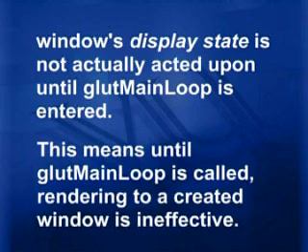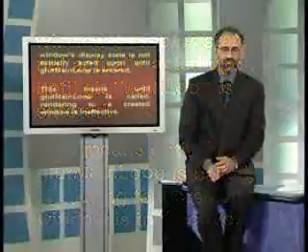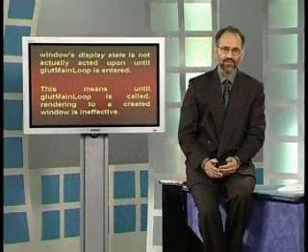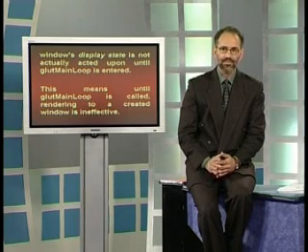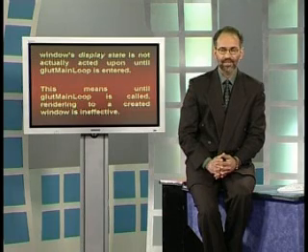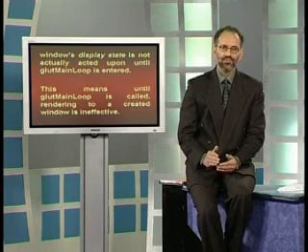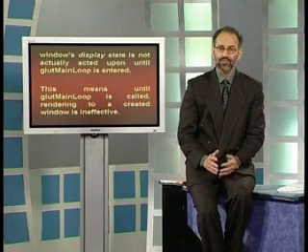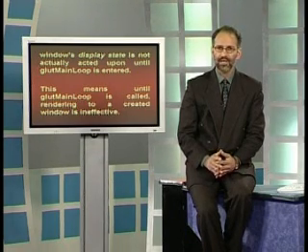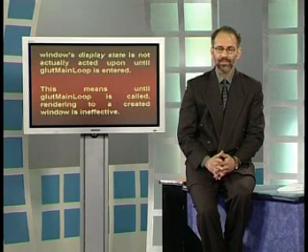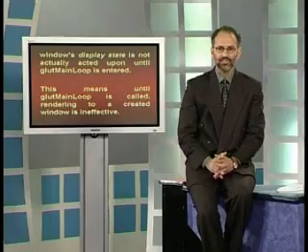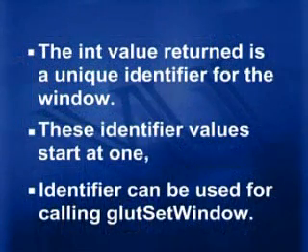This means that until glutMainLoop is called, rendering to a created window is actually ineffective. We will not be able to see the effect of the rendering associated with such a window, for which glutMainLoop has not been called yet. When glutMainLoop is called, whatever you have rendered will become visible and be displayed. But until such time that glutMainLoop is called, all the processing would be hidden, it would not be appearing on the screen, and it would only appear on the screen when glutMainLoop is called, and then your rendering becomes effective.